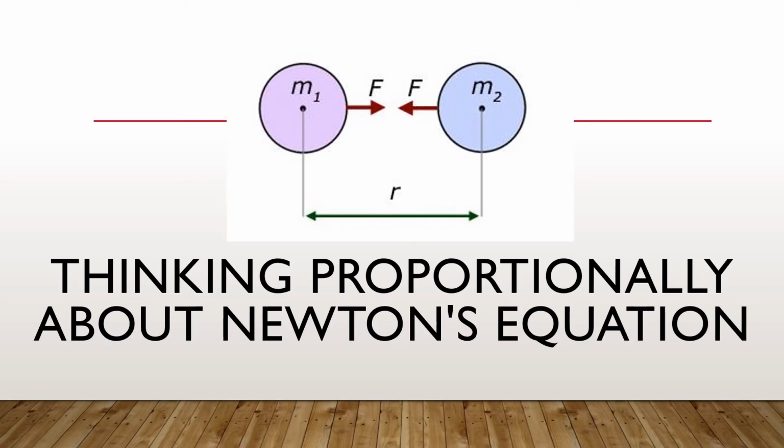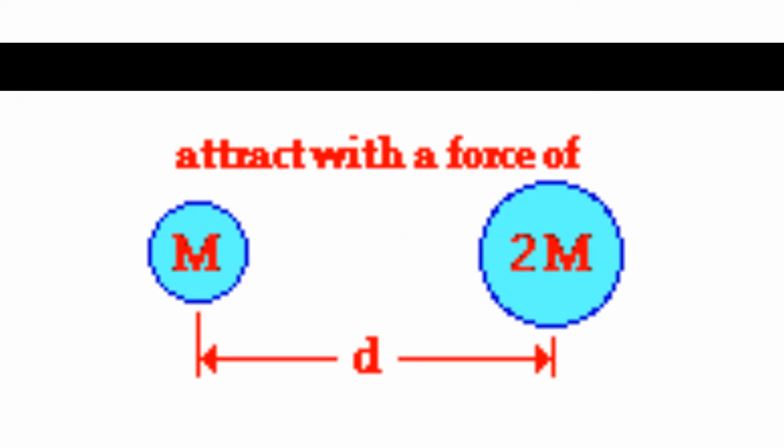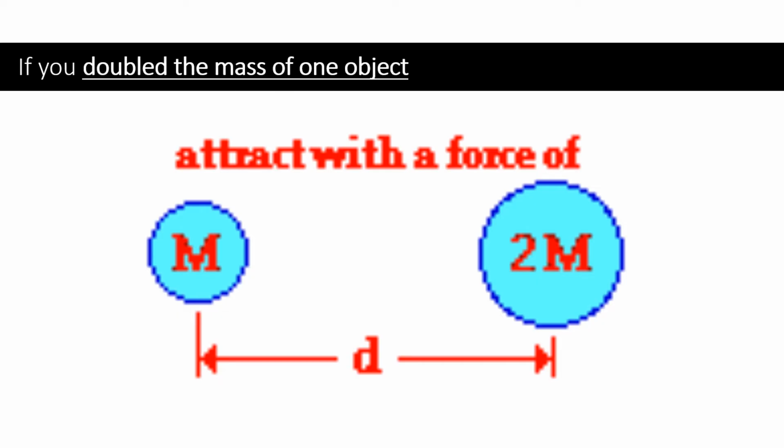Now let us start understanding the proportionality about Newton's equation. We'll begin with the effect of mass on the gravitational force, or the F grav. We will start to understand how the mass affects the gravitational force. So let's say you double the mass of one object. For example, I have here two objects, and then I double the mass of this object. What will happen to the force of attraction between them, or the gravitational force between them?